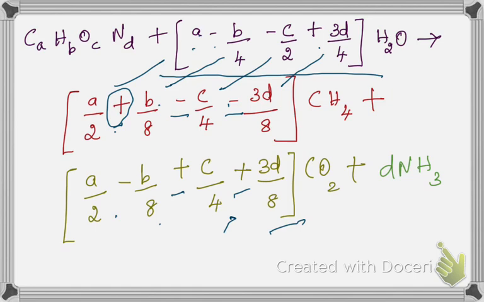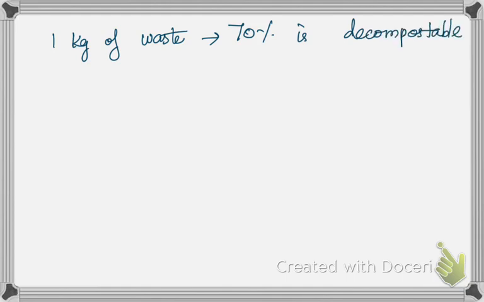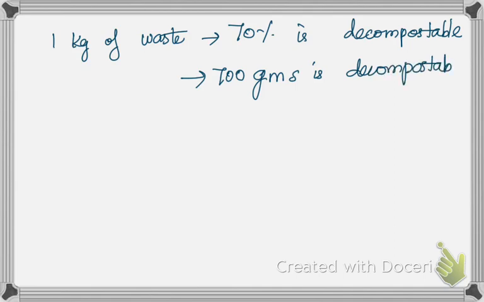So what is given in the problem? They have given that in 1 kg of waste, 70% is decomposable. So which means in 1 kg, 700 grams is decomposable. This is understandable: 70% of 1 kg, which is 1000 grams, so in 1000 grams you have 700 grams decomposable.